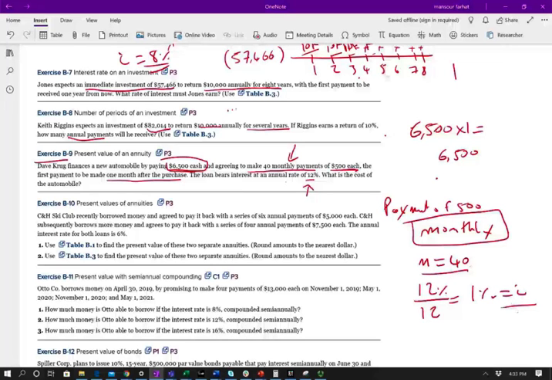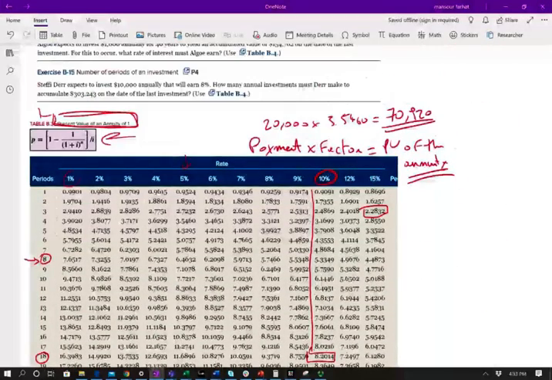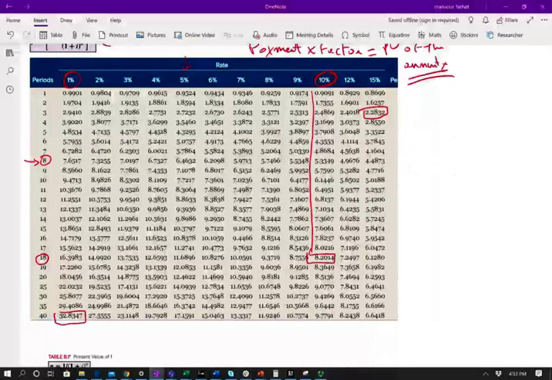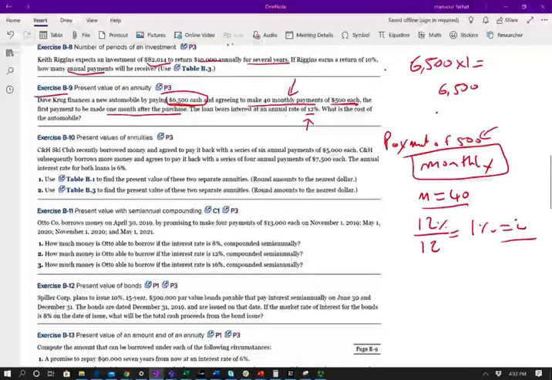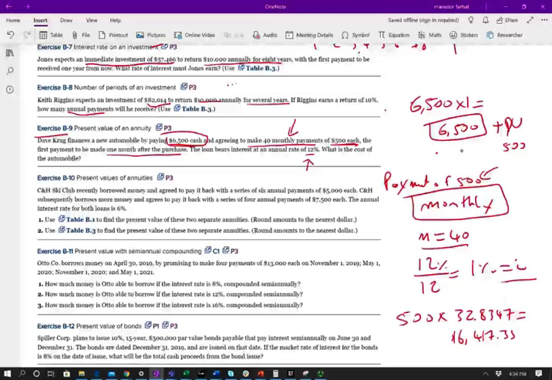Now we know N, we know I. Now we need to find out the present value of those 40 payments of $500. So, I equal to 1%, and we're going to go down to 40, and the factor is 32.838347. So the payment of the car is $6,500 plus the present value of the $500 annuity. So we're going to take 500 times 32.838347, which is equal to $16,417.35. So he's going to pay $6,500 plus $16,417.35.